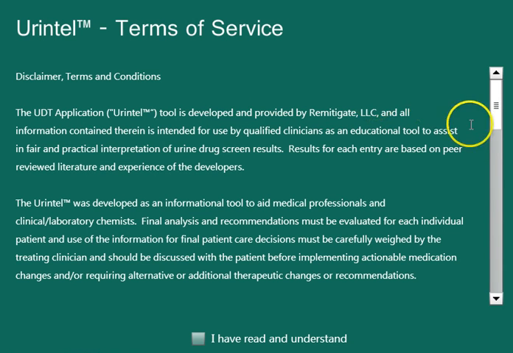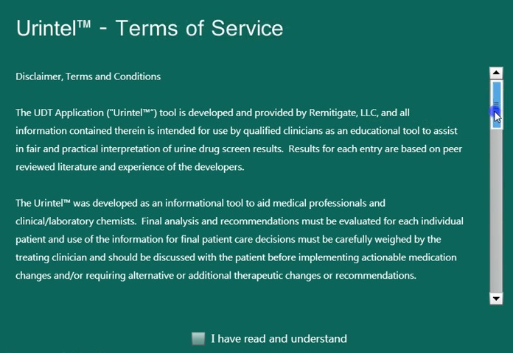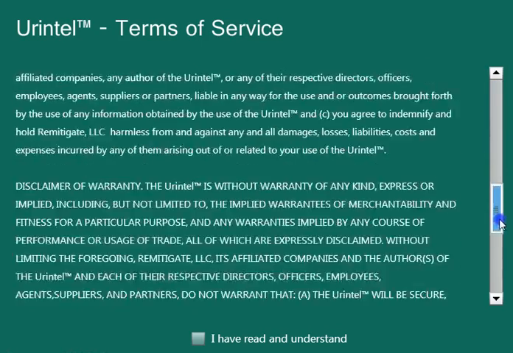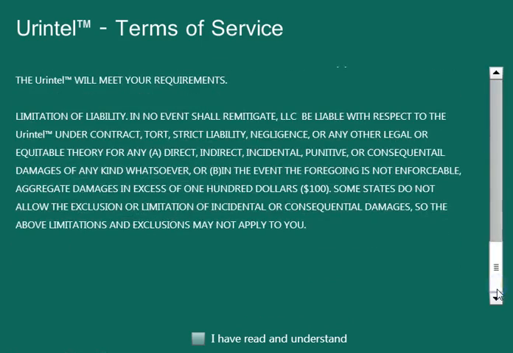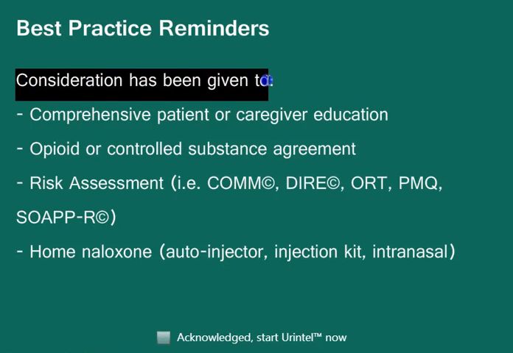The first screen asks that you agree to the terms of service, and please scroll down on the right side, read those terms, because you need to scroll down in order to accept these terms, which brings you to the next screen. The next screen discusses best practices, and it tells you that you should consider certain variables.